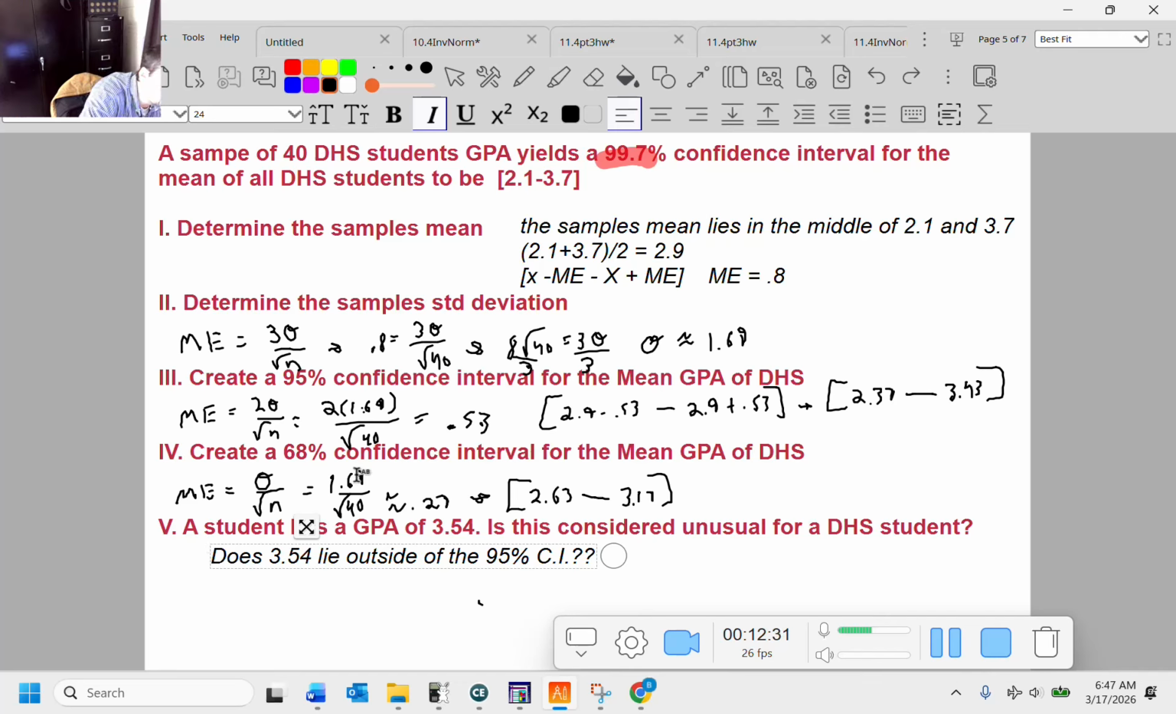So here's the 95% confidence interval. It goes from 2.37 to 3.43. So yes, it is unusual, because it doesn't lie in there. They're an unusual event at Dresden High School, apparently. It's kind of sad, actually.